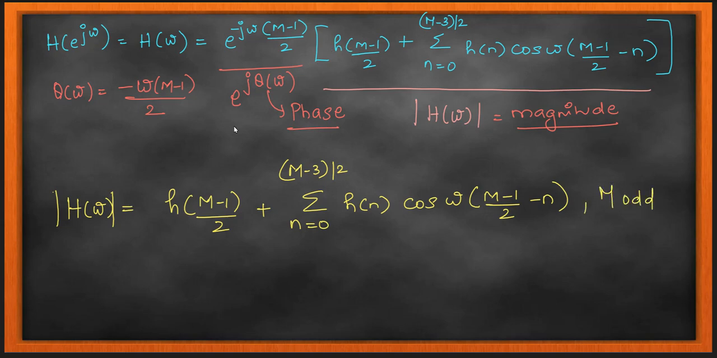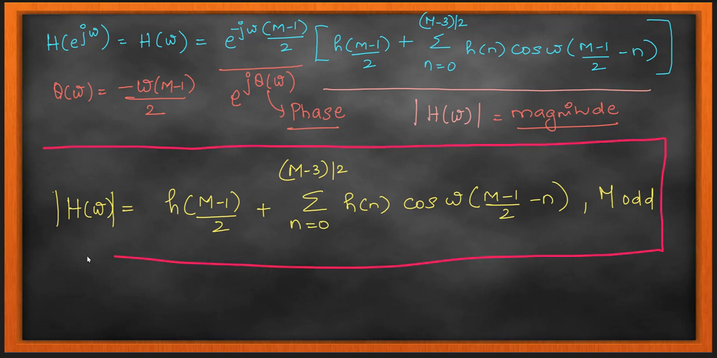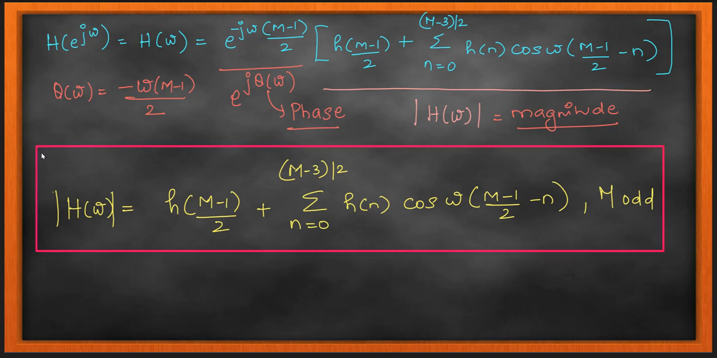M odd. So I got it right here. I've written M is equal to odd. Good. So this is for my M is equal to odd. Now I can write for my M equal to even also, right? That's not going to be much different.